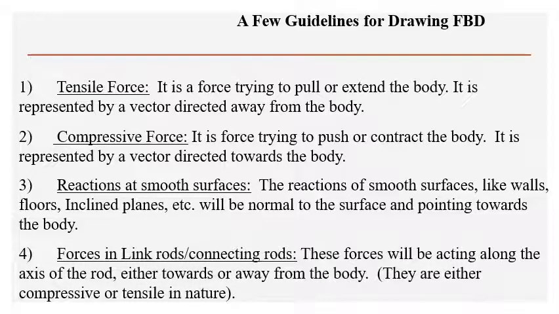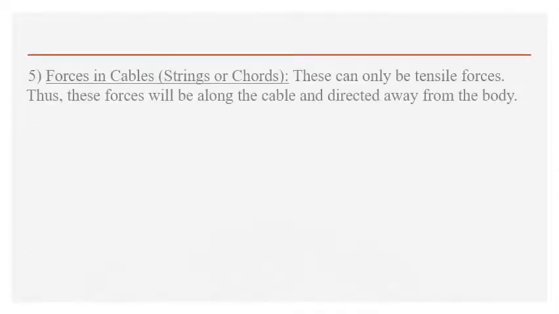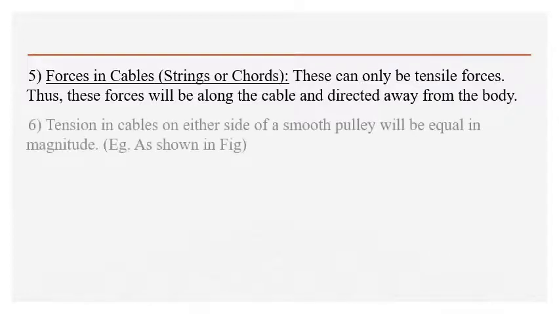And the bars, rods, etc. can be subjected either to tensile forces or to compressive forces. Cables, strings, cords, ropes are subjected only to tensile forces. So in the free body diagram, you have to show those forces as away from the joint. If the cables or the ropes or the strings pass over a smooth pulley, then the tension on either side of the pulley would be one and the same.